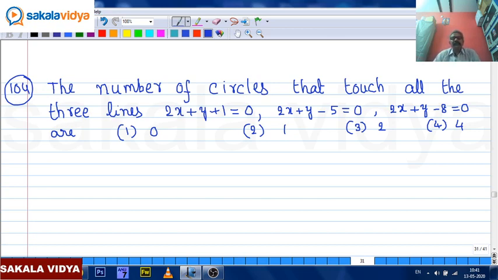The number of circles that touch all the three lines. So, that means for example, you see here these three lines are parallel. These three lines are parallel means, so we cannot draw the circles which touch all the three lines. That means first option is the right option.